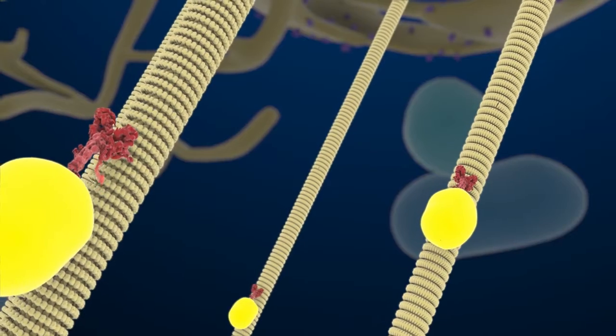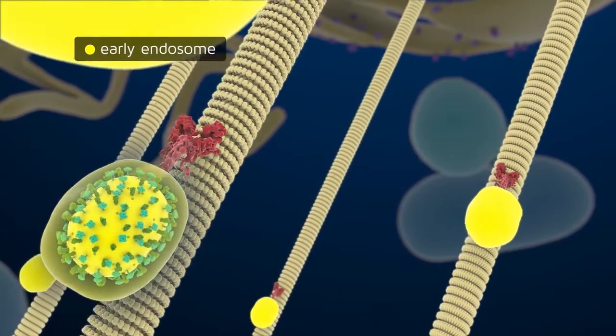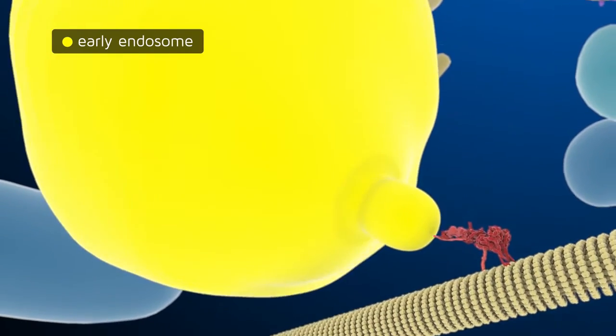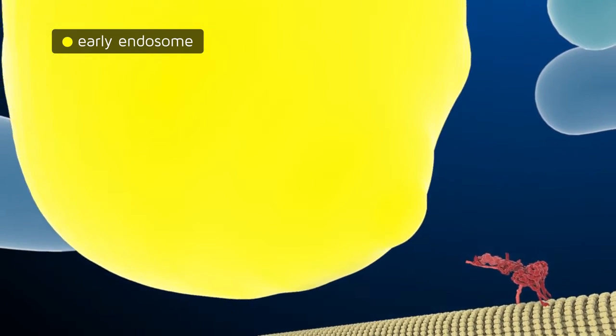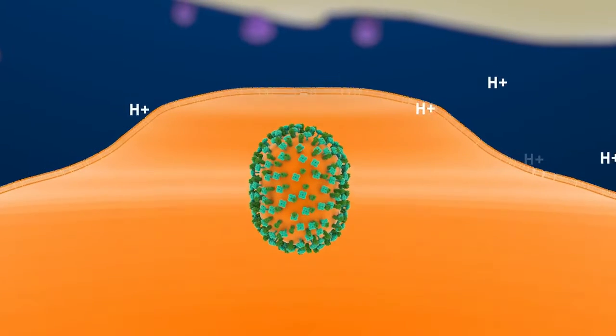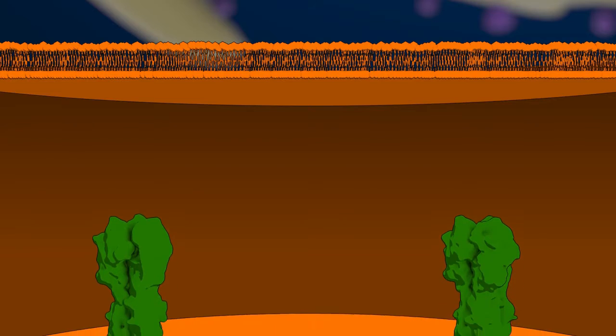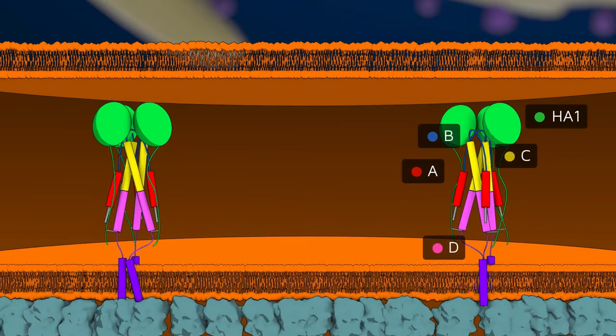Transport vesicles are driven by molecular motors inside the cell, where they fuse with early endosomes. Proton pumps present at the endosome membrane acidify the vesicle lumen. Below pH 6, this acidification results in important conformational changes in the hemagglutinin structure.